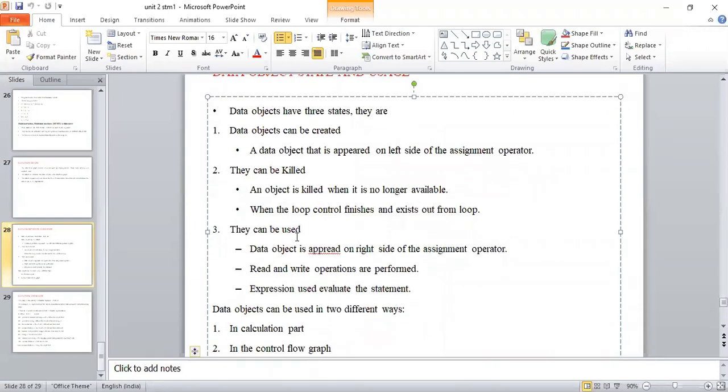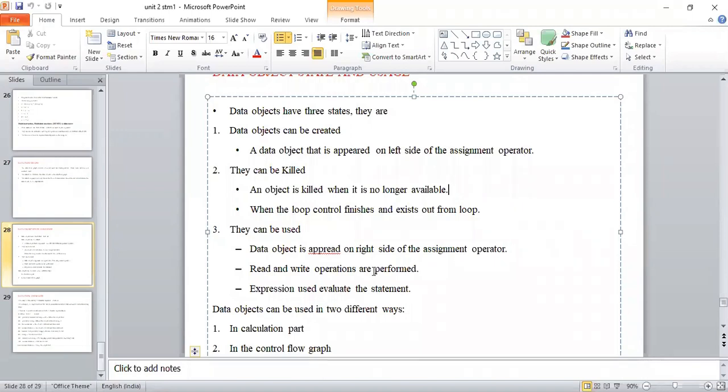What is the use state? The use state is when the object is going to be used. Data objects can be created, killed, and also used. A data object is in the use state when it appears on the right side of the assignment operator. In the example A equal to B plus C, the left side data object A is considered created, and B and C are the used data objects. These two objects are used.